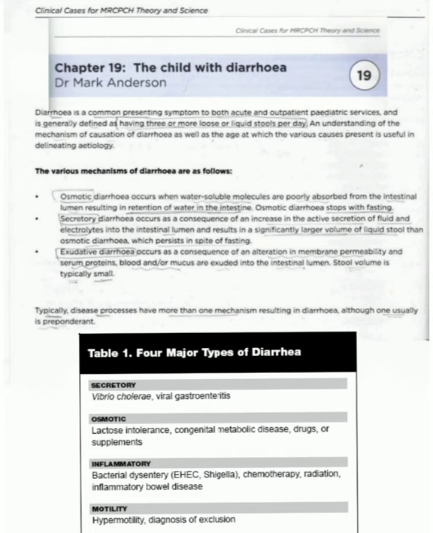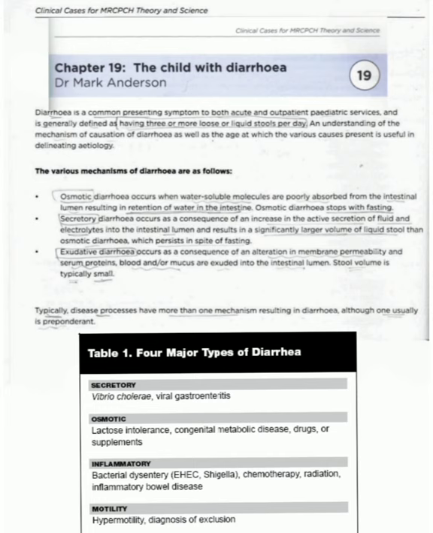Next one is about secretory diarrhea. Secretory diarrhea occurs as a consequence of an increase in the active secretion of fluid and electrolytes into the intestinal lumen and results in a significantly larger volume of liquid stool than osmotic diarrhea, which persists in spite of fasting.